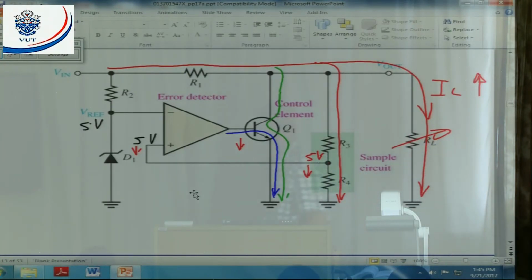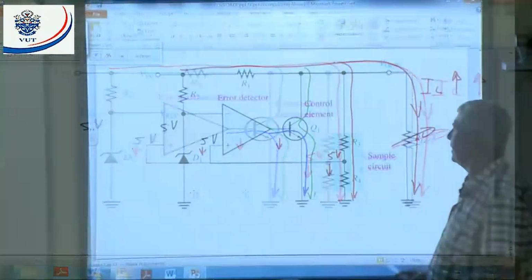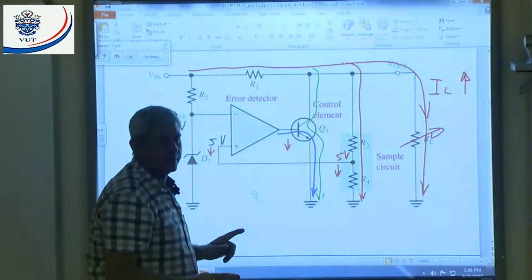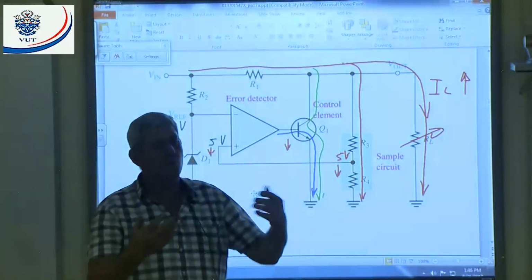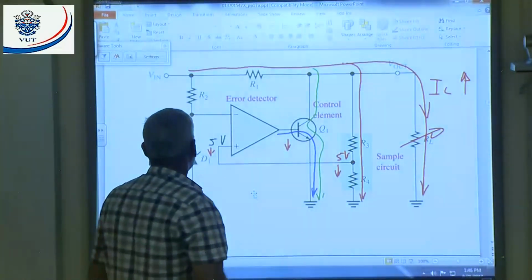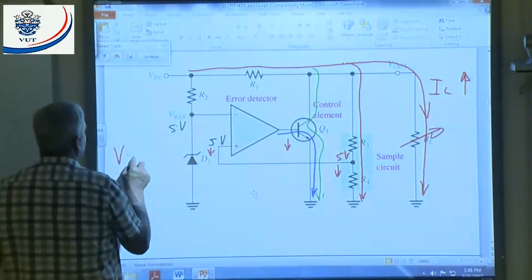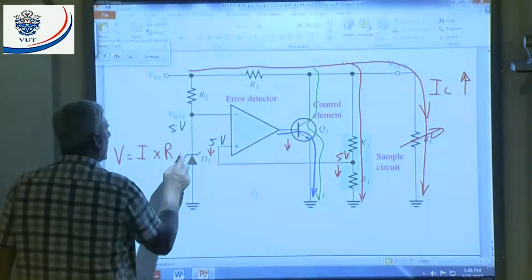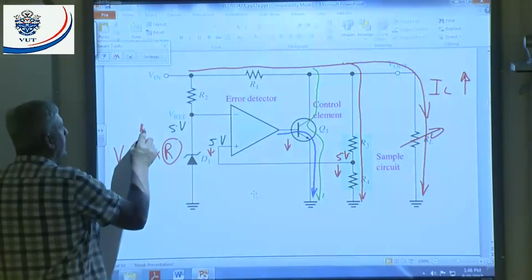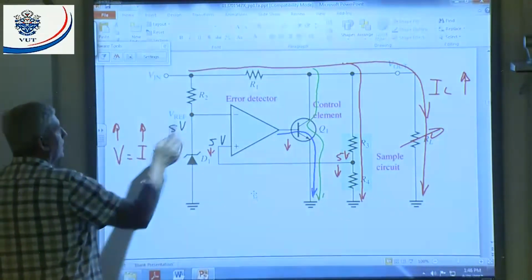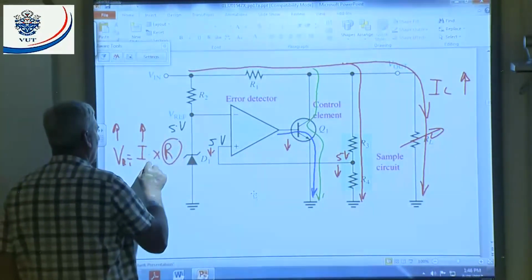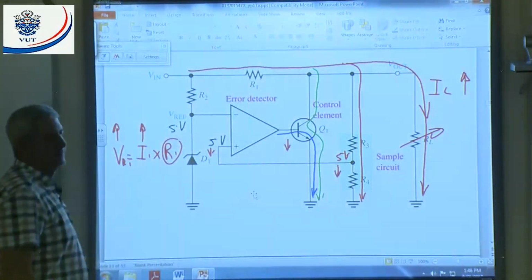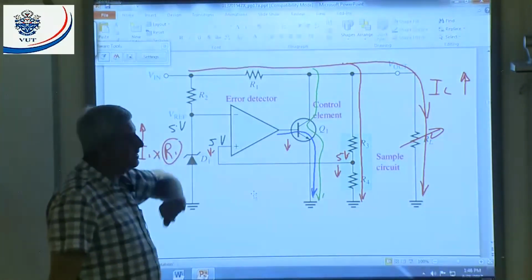You said if IL increases. All right, I say the load current increases. When that increases, the volt drop across R1 increases. You agree? Because all the current flows through R1. That means there's more current flow. If there's more current flow, what does Ohm's law state? V is equal to I times R. R is a constant value. I increases. What is going to happen to the volt drop across that? Let's call it VR1. Let's call it I1. Let's call it R1. You agree? That increases, all right.